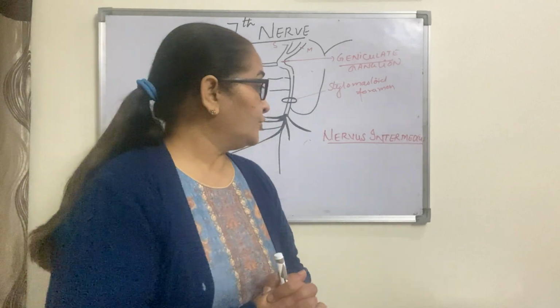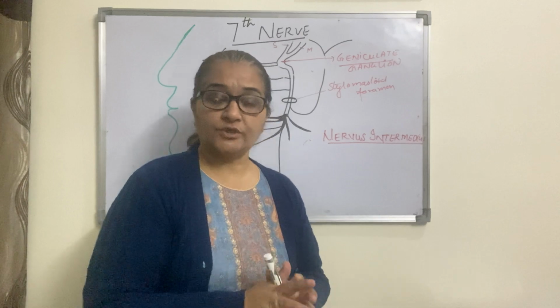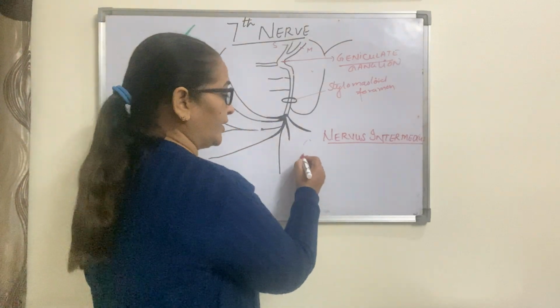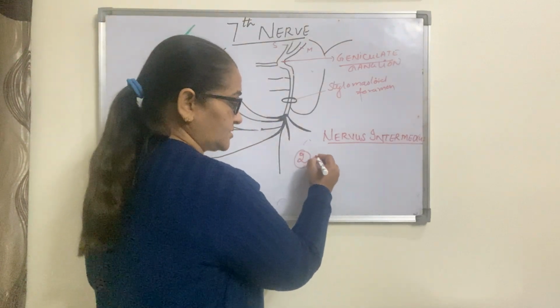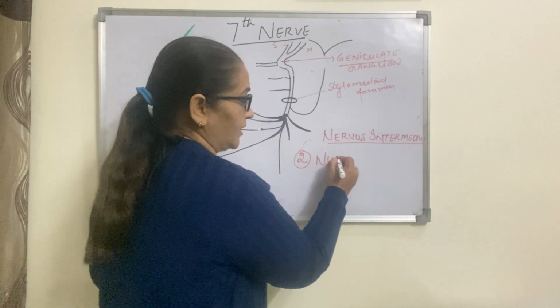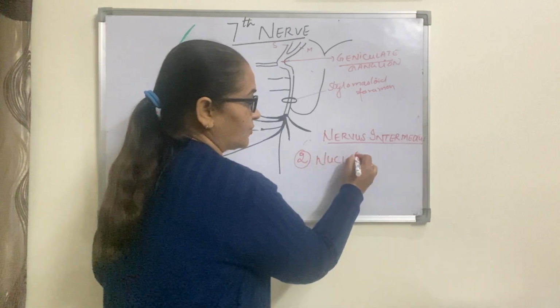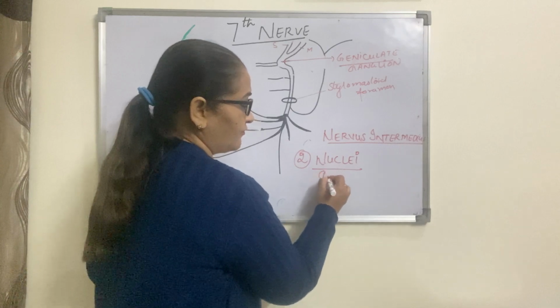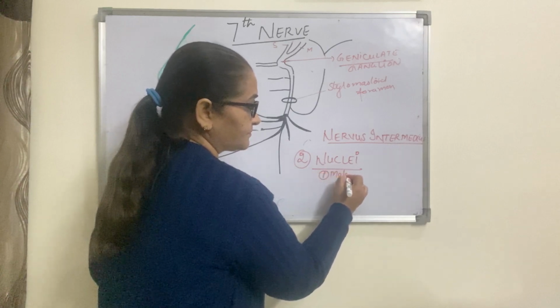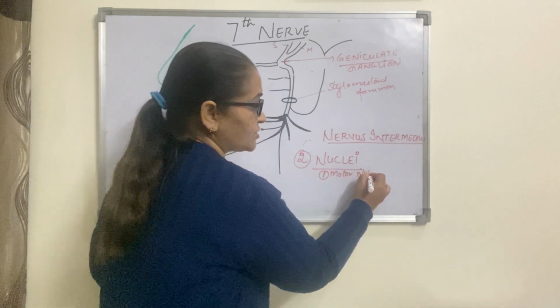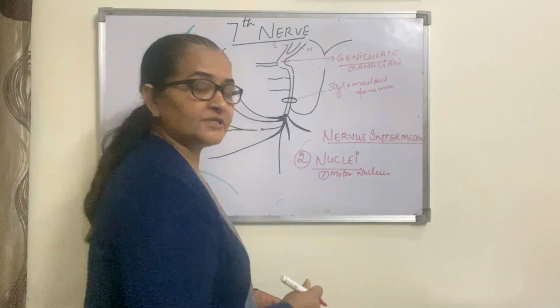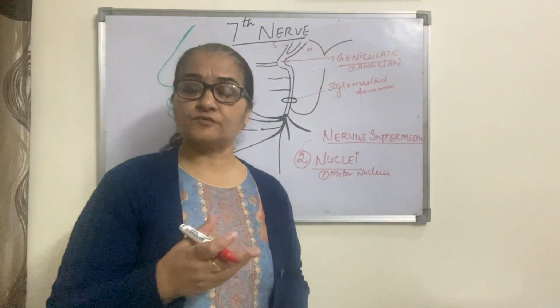Now, what are the different nuclei related with this nerve? That is important. The second important point linked with this nerve is the various nuclei. What are the various nuclei related with this nerve? One is the motor nucleus. This motor nucleus sends fibers to the muscles of the face.